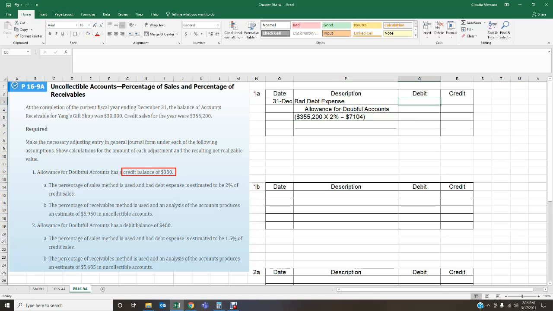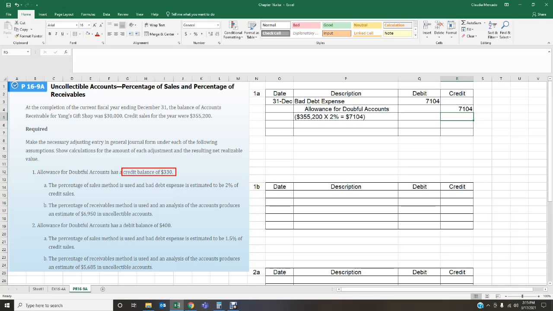So that is the amount that we're going to be doing. Bad debt expense is an expense account. The normal balance is a debit. The allowance for doubtful accounts is a contra asset account. The normal balance is the credit, so we credit the account. And there we go. Now, they're asking us to do two things.